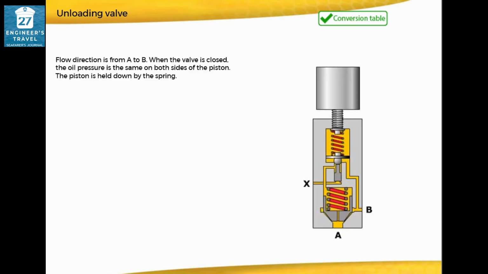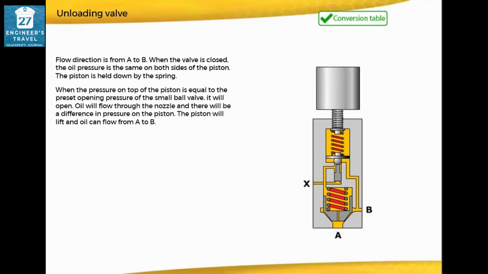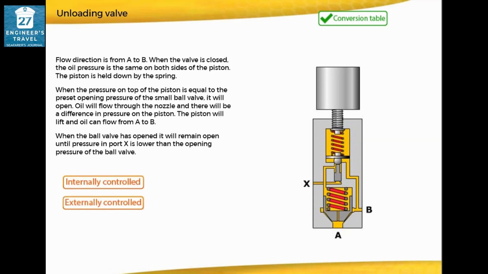Flow direction is from A to B. When the valve is closed, the oil pressure is the same on both sides of the piston. The piston is held down by the spring. When the pressure on top of the piston is equal to the preset opening pressure of the small ball valve, it will open. Oil will flow through the nozzle and there will be a difference in pressure on the piston. The piston will lift and oil can flow from A to B. When the ball valve has opened, it will remain open until pressure in port X is lower than the opening pressure of the ball valve.